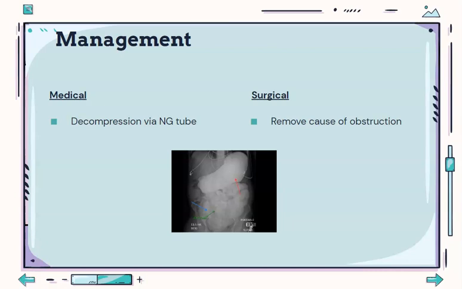If it is a surgical problem, so the bowel is twisted on itself or something like that, then we would need to do a surgical intervention. Sometimes they'll have to go in and remove the stool if it is severe enough.